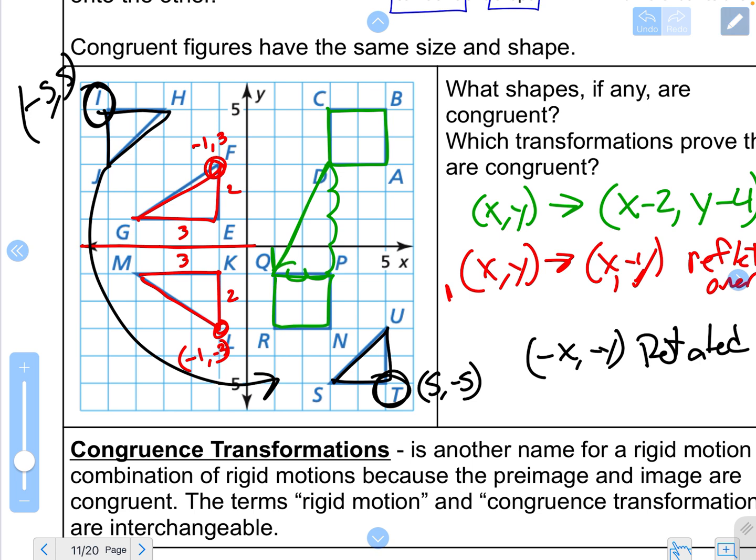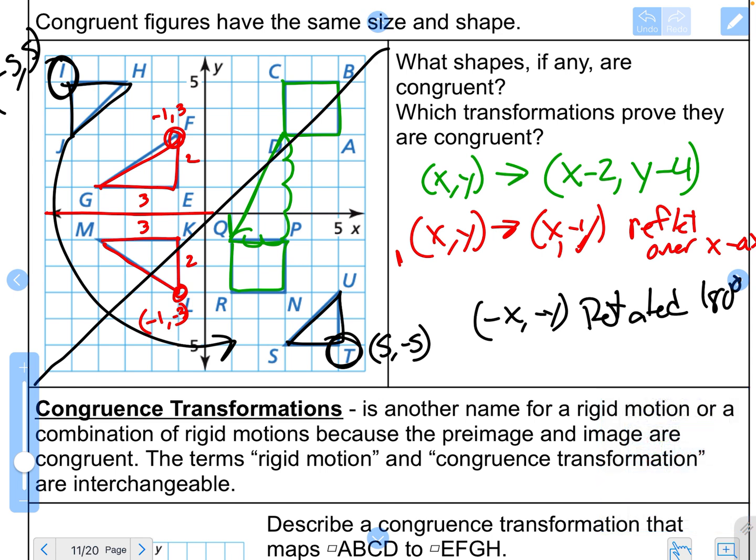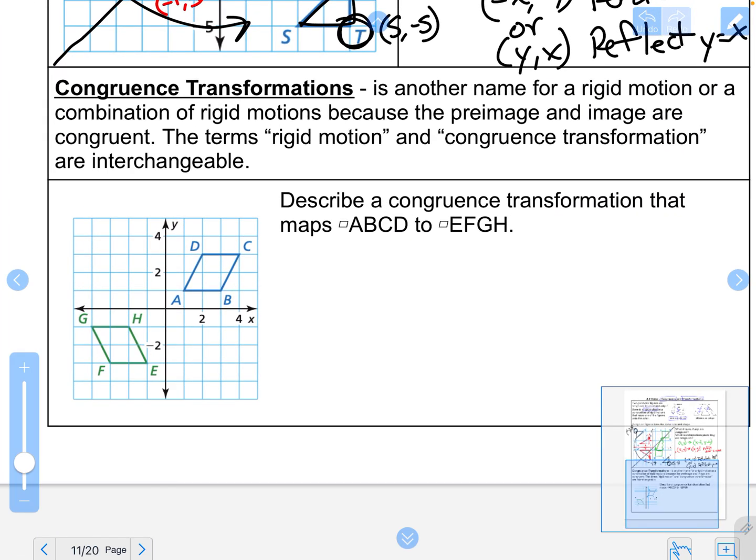Or I wonder, could we have also reflected it across y equals x? Because our rule for that is we flip the x and y, (y, x), which would have been a reflection over y equals x. So either one of those would have worked, and really at the end of the day, they're pretty much the same rule. So what we just worked on was congruence transformations.